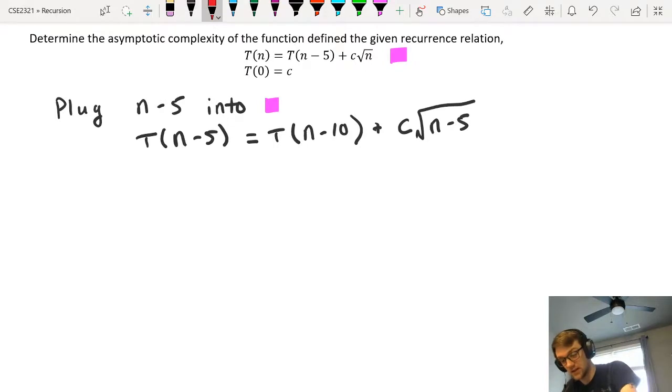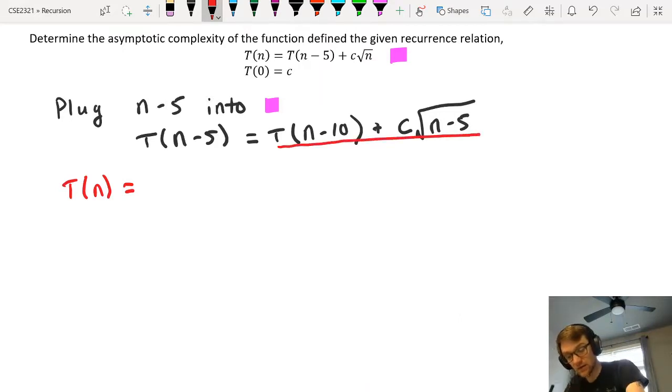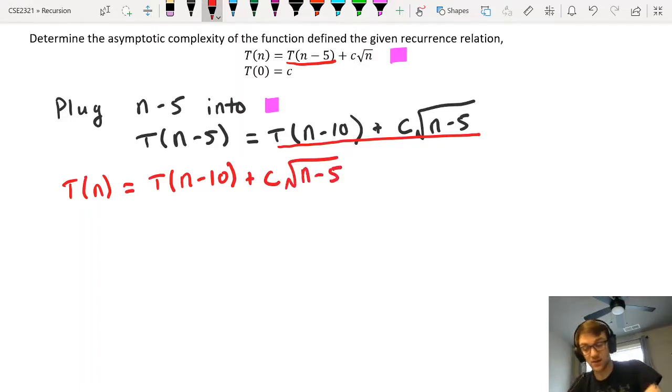So we get t of n is equal to substituting the red underlined part for t of n minus 5. We have t of n minus 10 plus c times radical n minus 5. That's doing the first part of the substitution. Then we need to be careful because we still have that c radical n over there. So it's plus c times radical n.